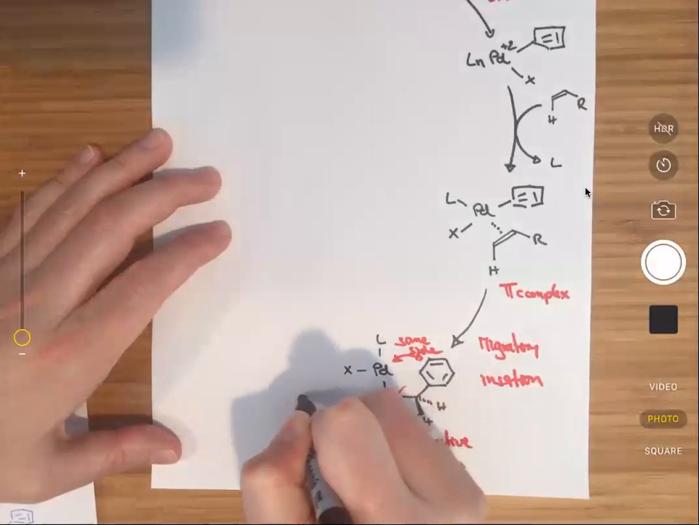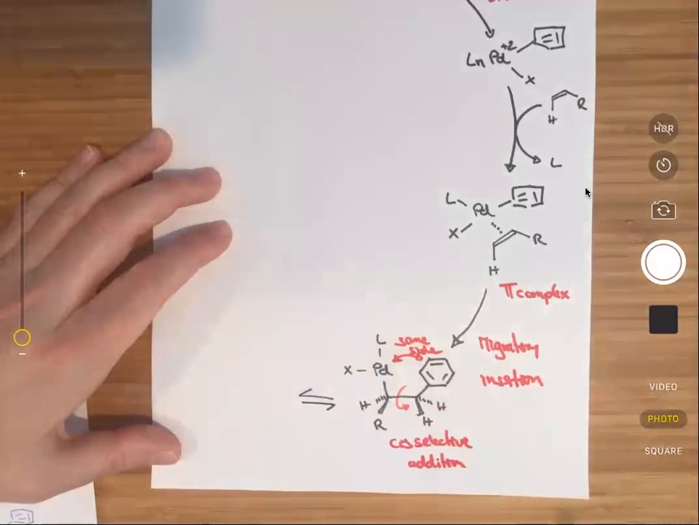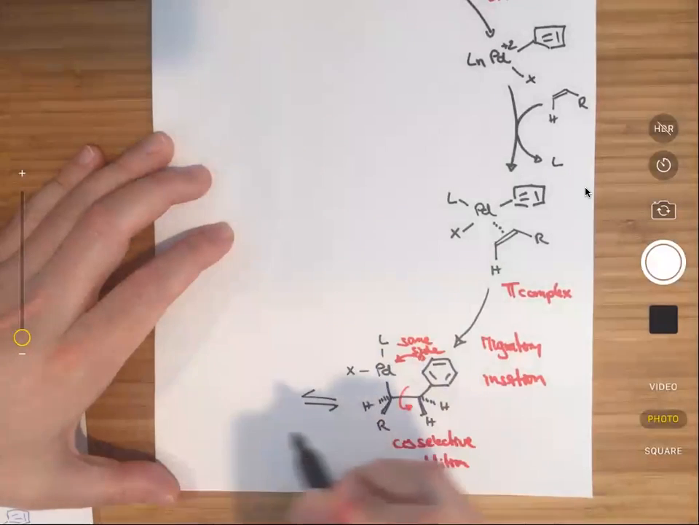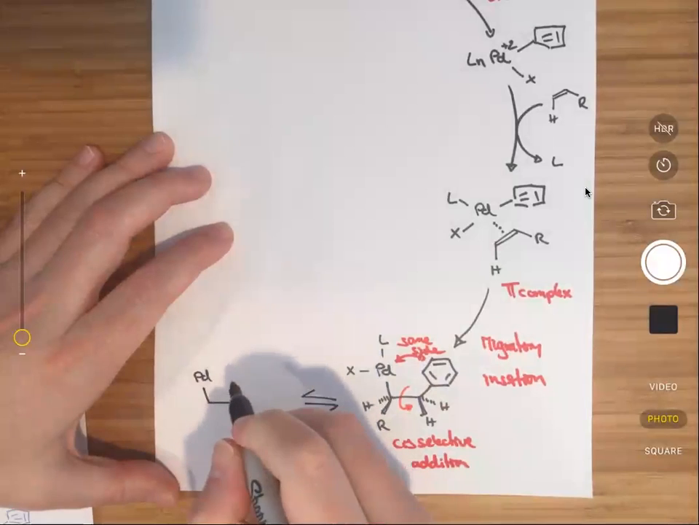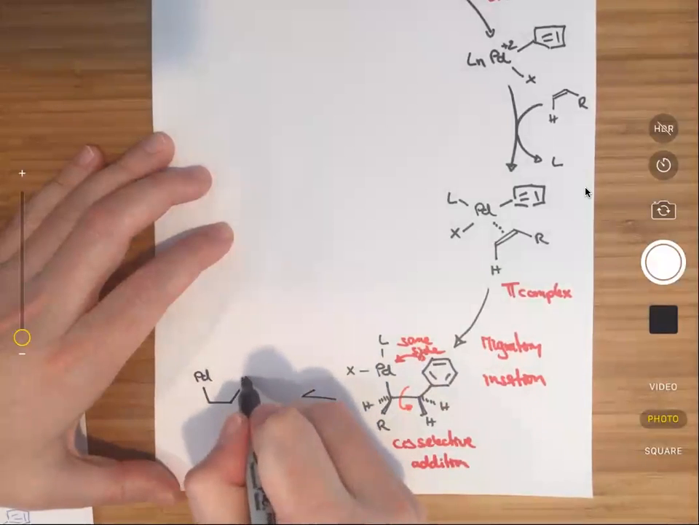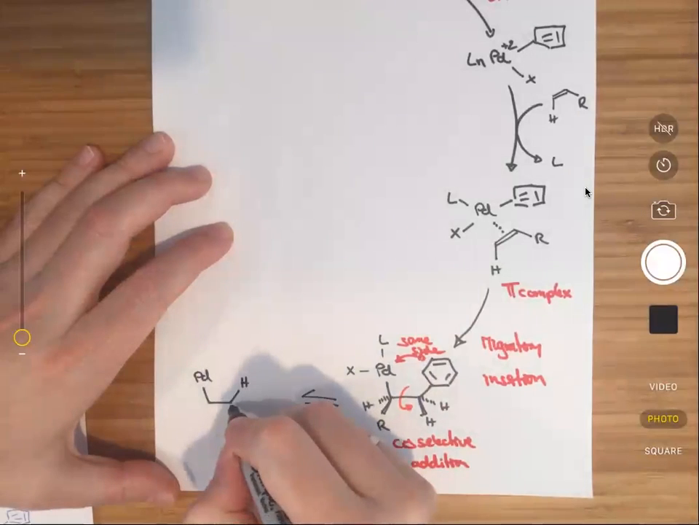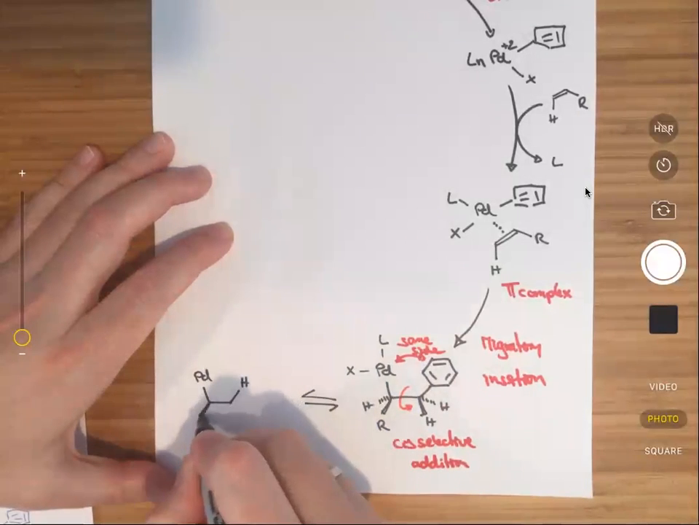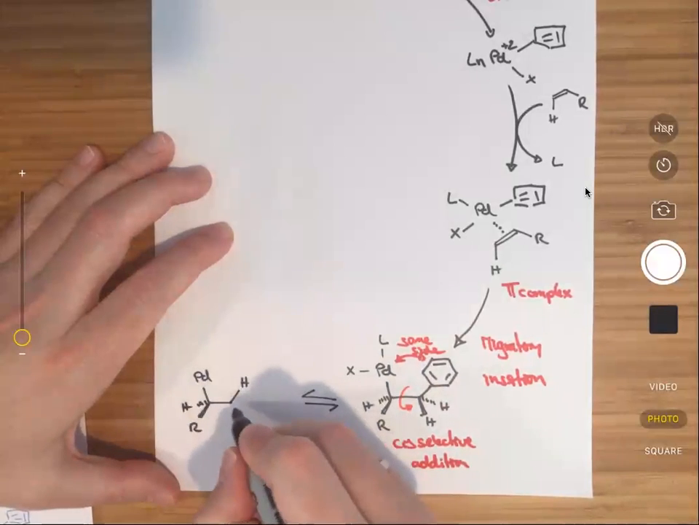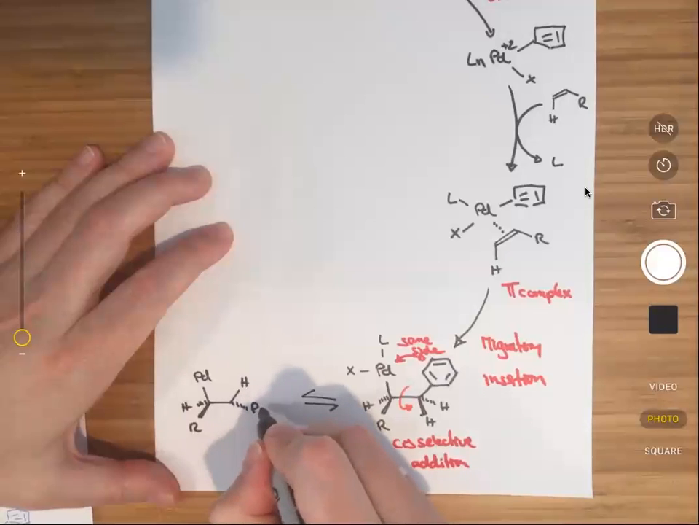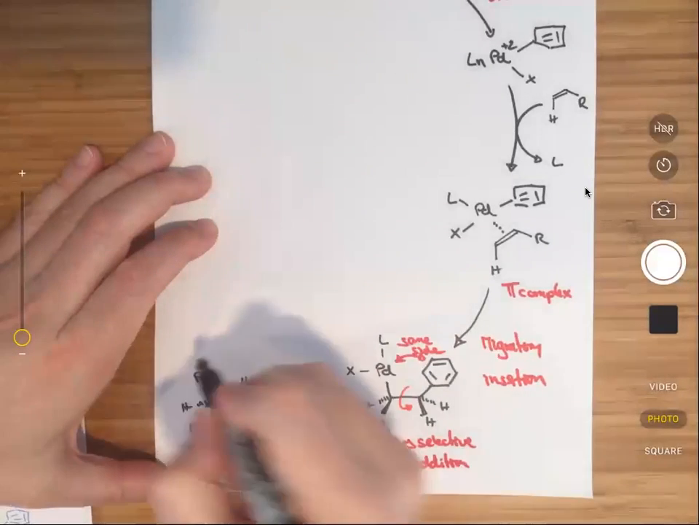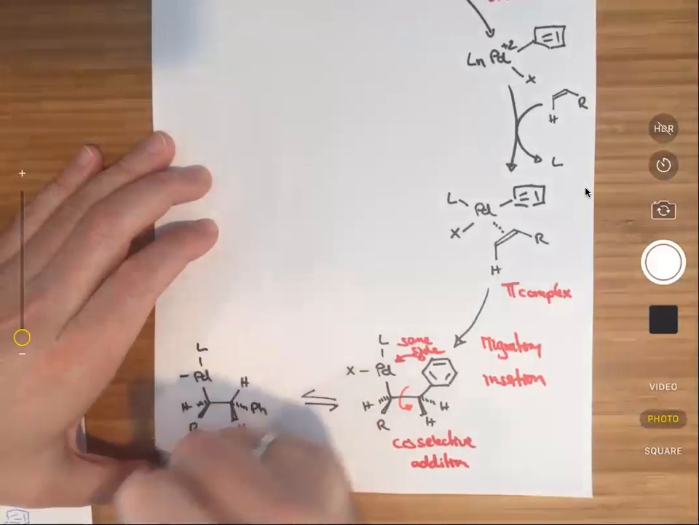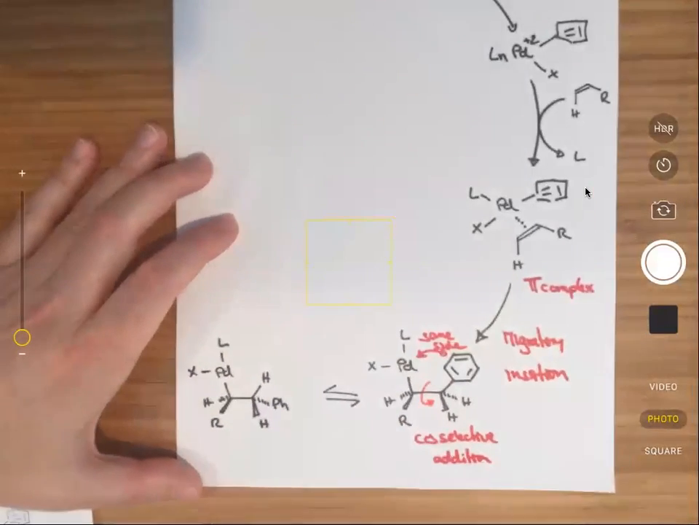So let's draw this like this. There's an equilibrium here, of course, where now we can redraw this species. So palladium, and this time we rotated. Which direction did we rotate? Okay, so then this is R, this is hydrogen. To the back, we have our phenyl ring, and to the front here, we have that hydrogen, and then we have an L, and we have an X over here. Okay, can you see that?